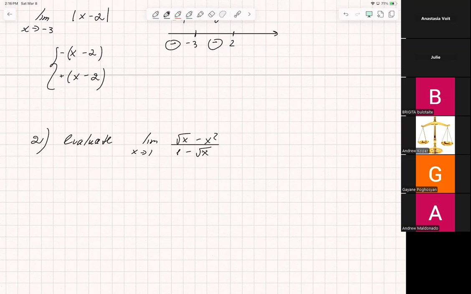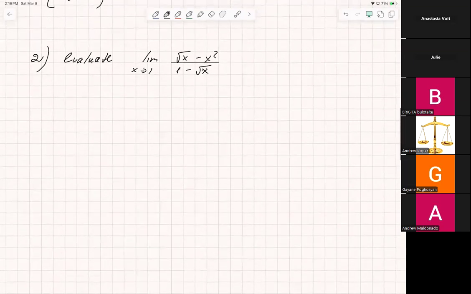There are two ways you can do that. First thing to keep in mind is that if you see a square root, you might want to multiply by the conjugate, or maybe apply the difference of squares somewhere, or the difference of cubes or something like that. So look for those things. But first you need to check if the limit even exists or not.